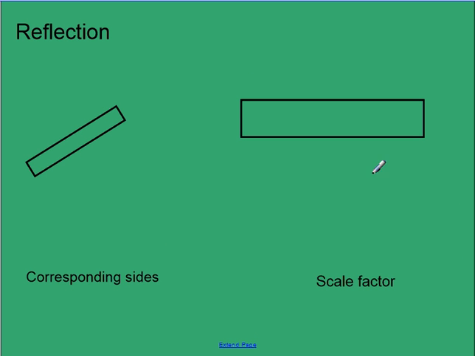I want you to try to do this reflection. I'm going to label the sides A, B, C, D, and E, F, G, H. We'll say that these lengths are 8 and 2, and I'm only going to give you some information here, we'll say that this side length is 3. So I need you to list all of the corresponding sides, and I need you to tell me what the scale factor is of these similar figures.